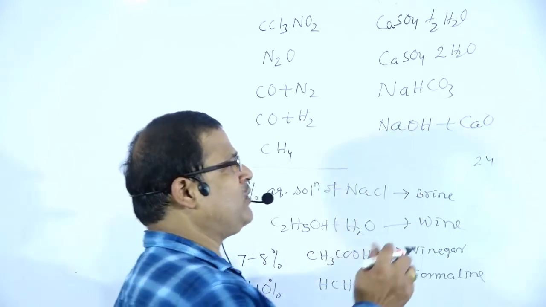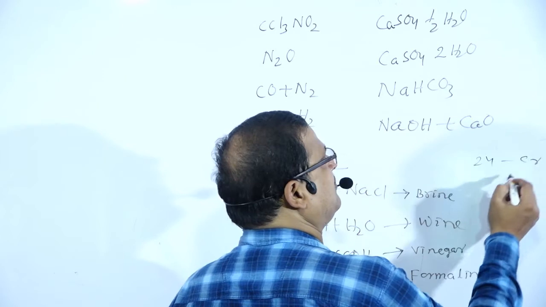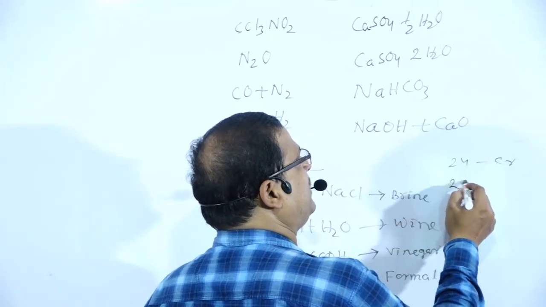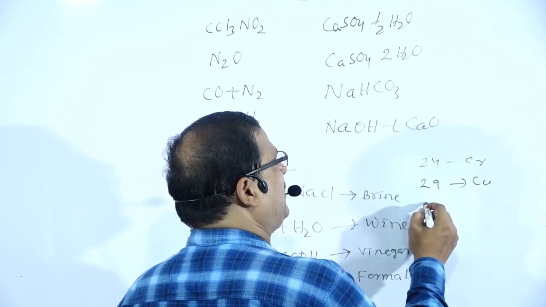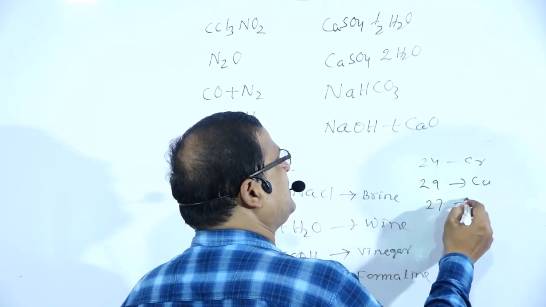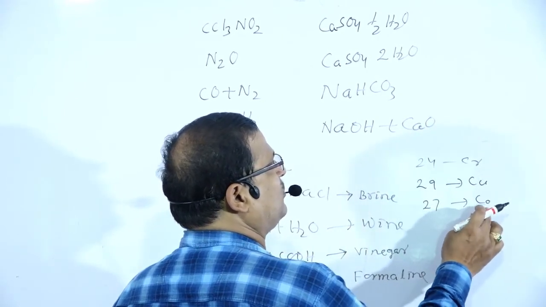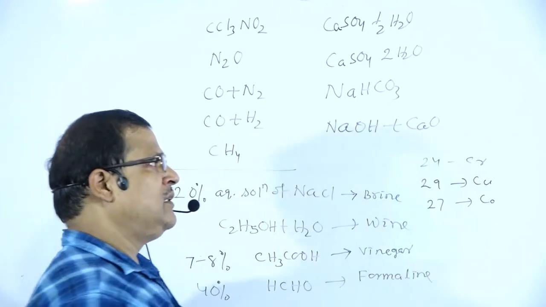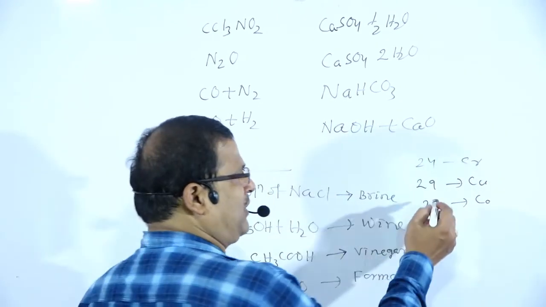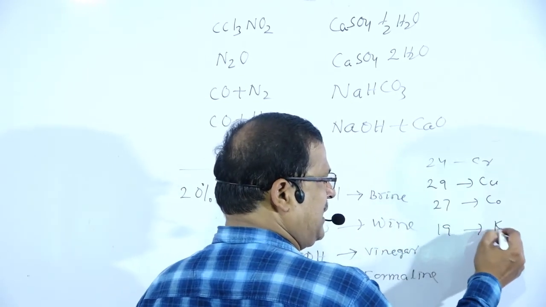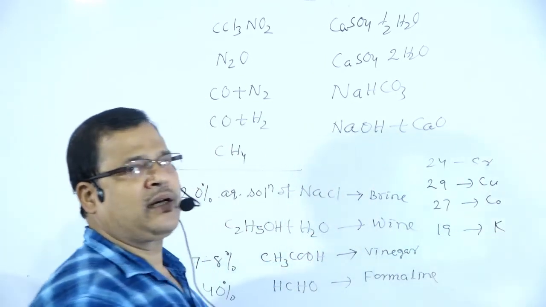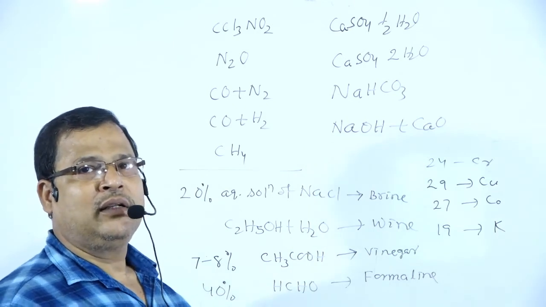Atomic number 24 is chromium. Atomic number 29 is copper. Atomic number 27 is cobalt, Co with a small o. And atomic number 19 is potassium, K, which is derived from the Latin word kalium.